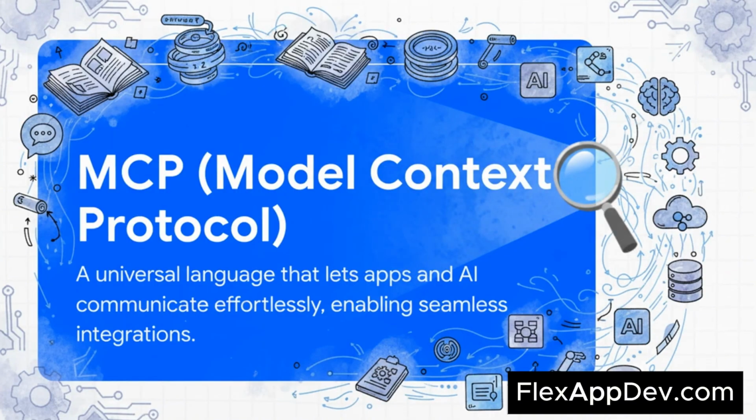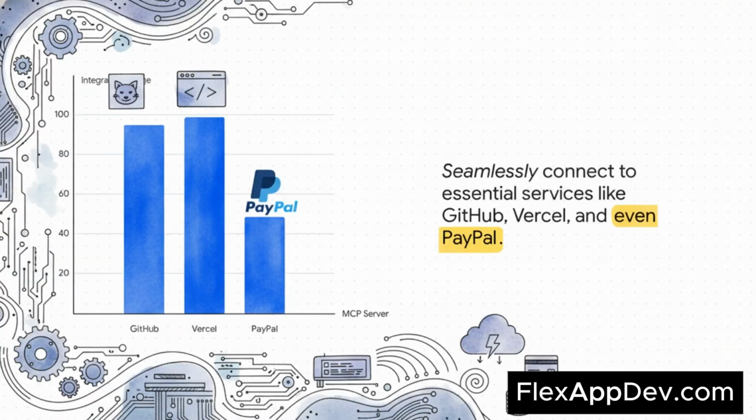So how does all this work together without turning into a total mess? Well, the secret sauce is something called MCP, or Model Context Protocol. Just think of it as a universal translator for software. It lets Antigravity and all these other programs talk to each other perfectly with zero setup. And what that means for you is you can plug directly into the tools you probably already use. You can connect to GitHub to store your code, hook up Vercel to host your website, or even integrate PayPal to handle payments. It just works.